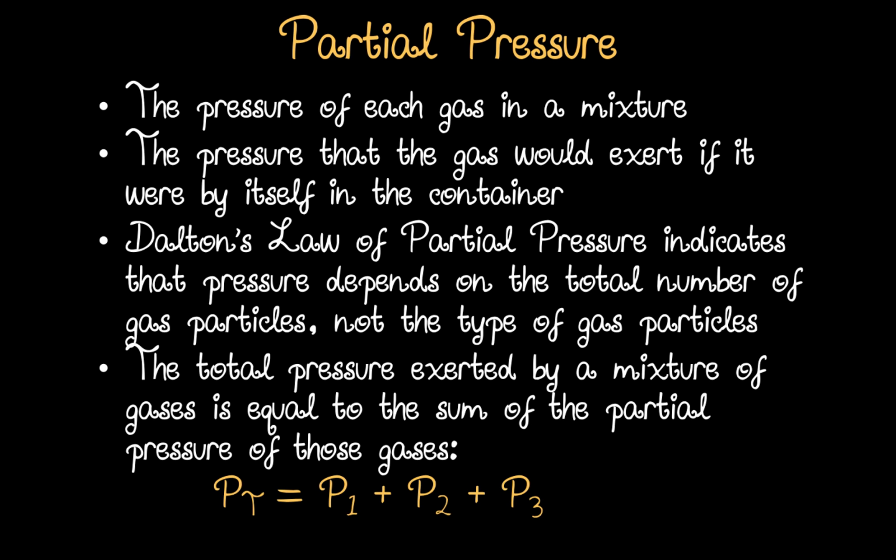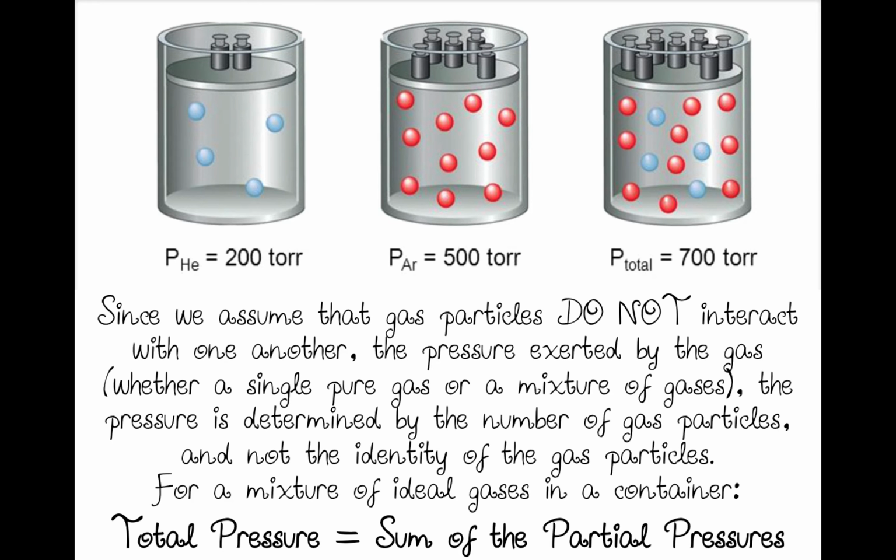P total is equal to the partial pressure exerted by gas 1 plus the partial pressure exerted by gas 2 plus the partial pressure exerted by gas 3. Since we assume that the gas particles do not interact with one another, the pressure exerted by the gas, whether a single pure gas or a mixture of gases, is determined by the total number of gas particles and not the identity of the gas particles. For a mixture of ideal gases in a container, the total pressure is equal to the sum of the partial pressures.